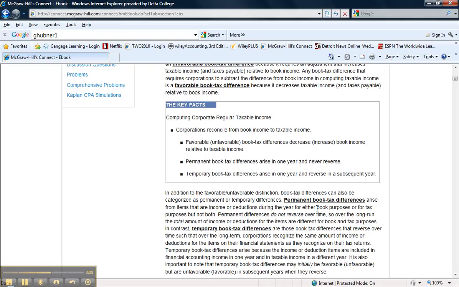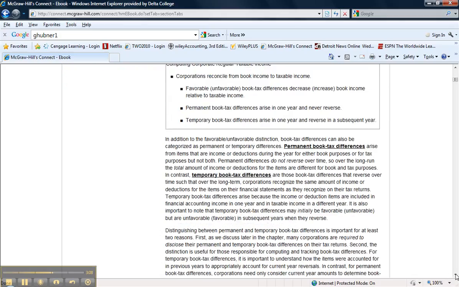Timing differences or temporary differences are called that because they will eventually be reported on both the tax return and the financial statements. It's just a matter of when. Depreciation is probably the most common example of this. You use straight line depreciation typically for book purposes. For tax purposes, companies usually use an accelerated method, double declining balance.